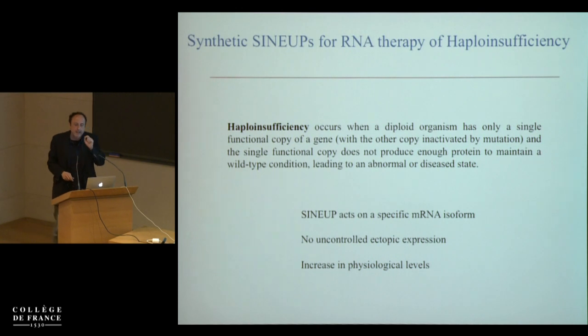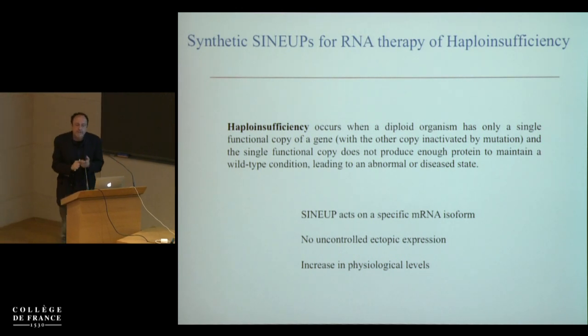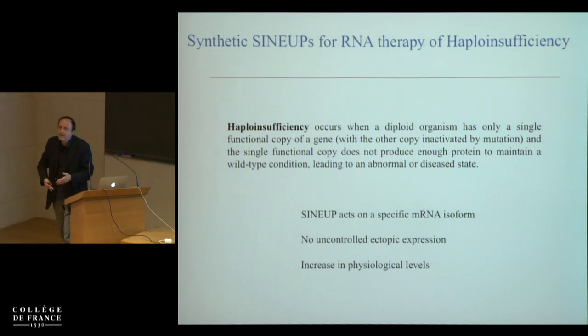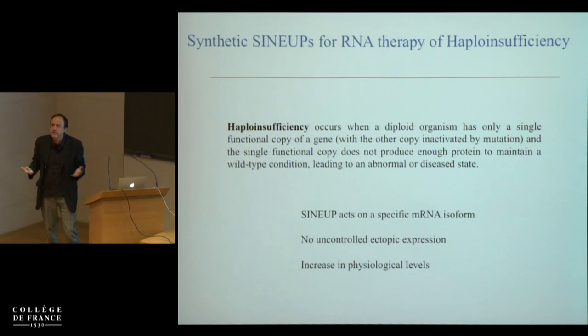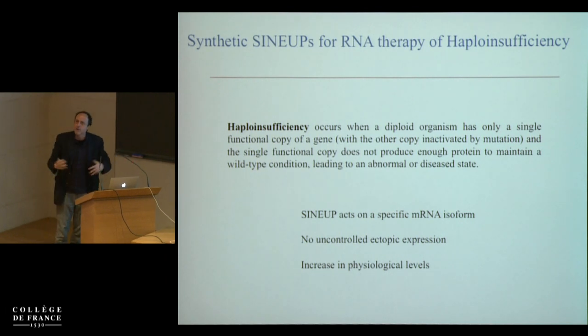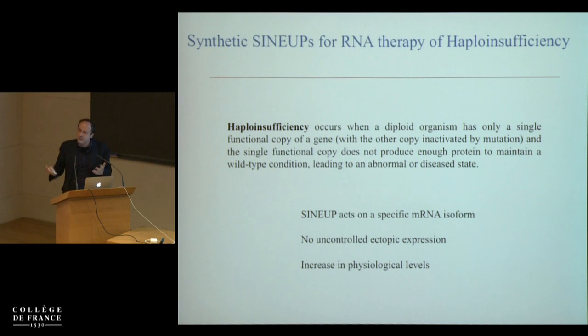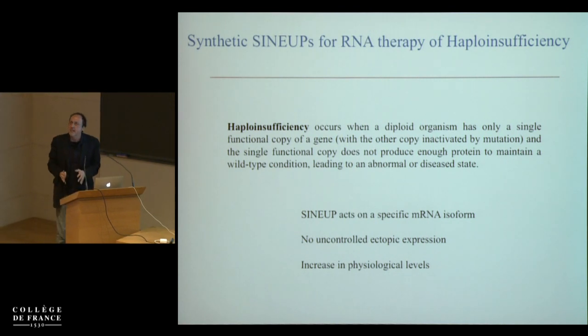Synapse could be an important tool because, first of all, they act on a specific mRNA isoform. Second, there is no uncontrolled ectopic expression. Those of you who work on transcription factors know that if you overexpress a transcription factor 50-fold, a lot of low-specificity binding sites are activated and you get a lot of nonspecific effects. And the increase here is at physiological level.